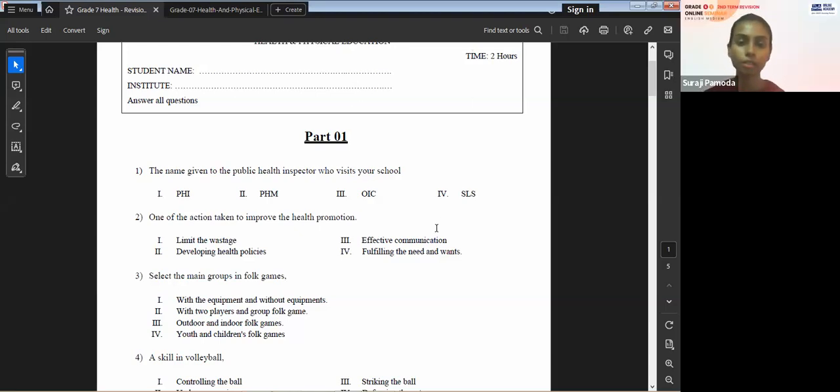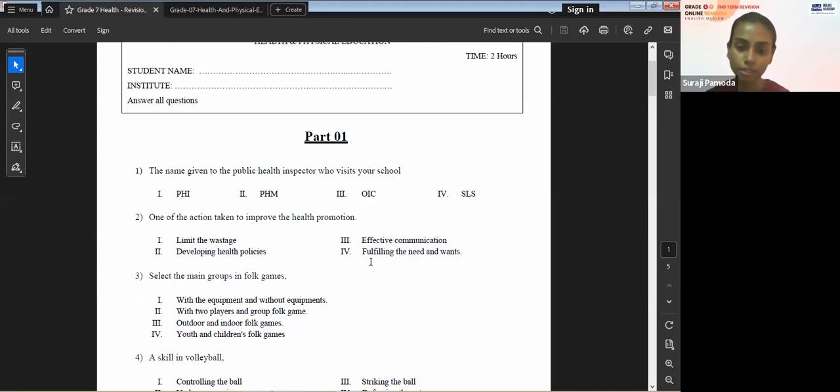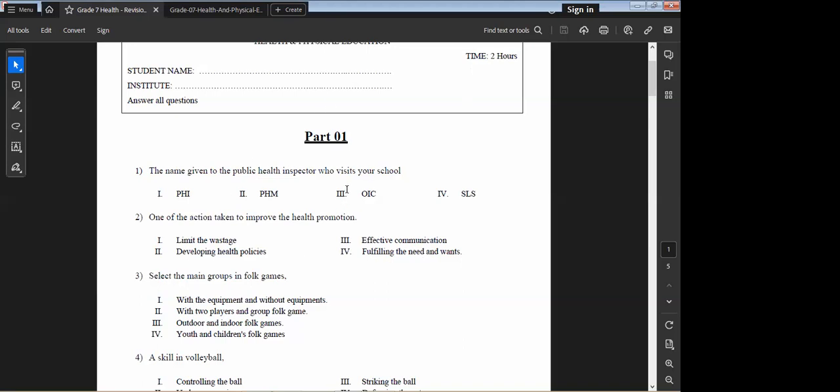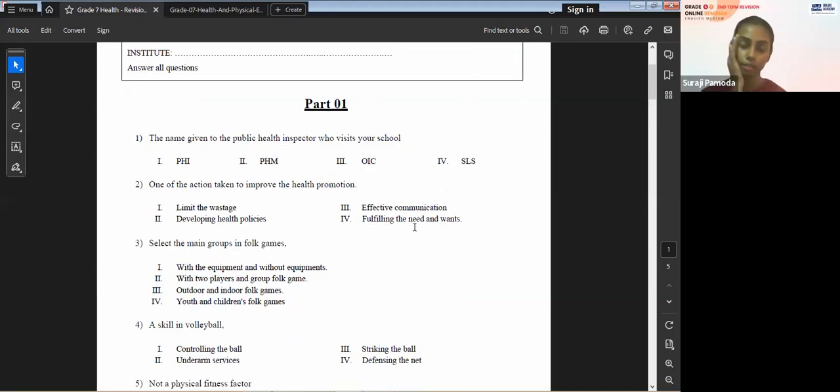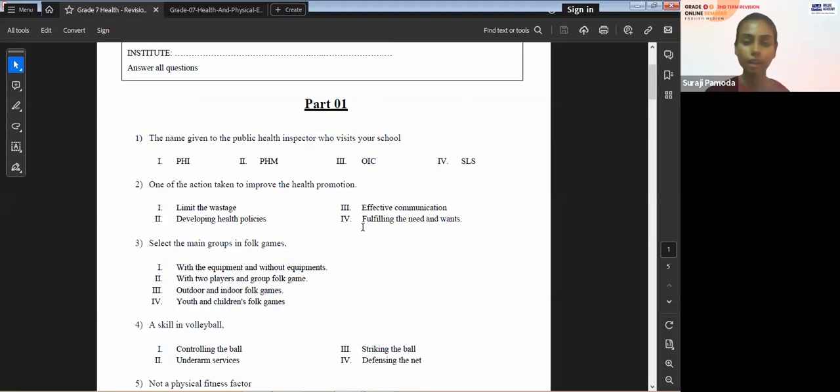Developing health policies. Yes, developing health policies. Right? That is the answer. Okay, so when you are looking at this question, you may wonder whether all the answers are correct, right? But here you have to pay attention to the main themes, right? The other answers, 1, 3, and 4, come under the main 5 themes, right? So you have to select one of the main themes. So the answer should be the second one. Okay?